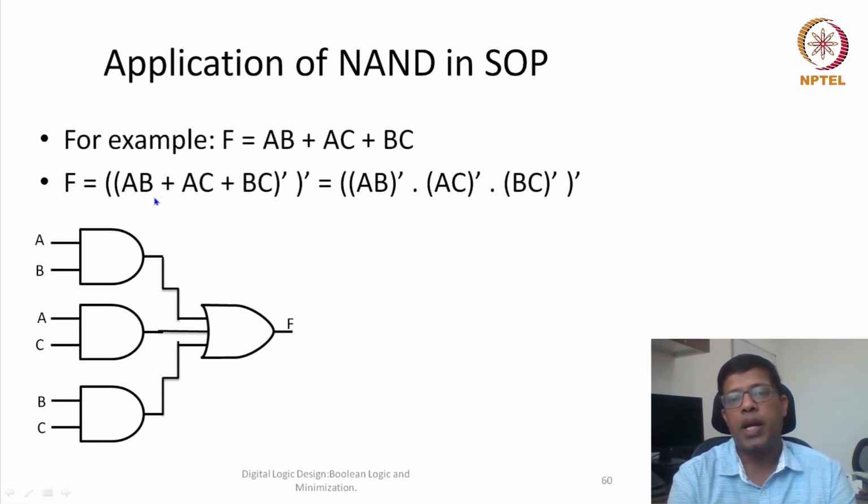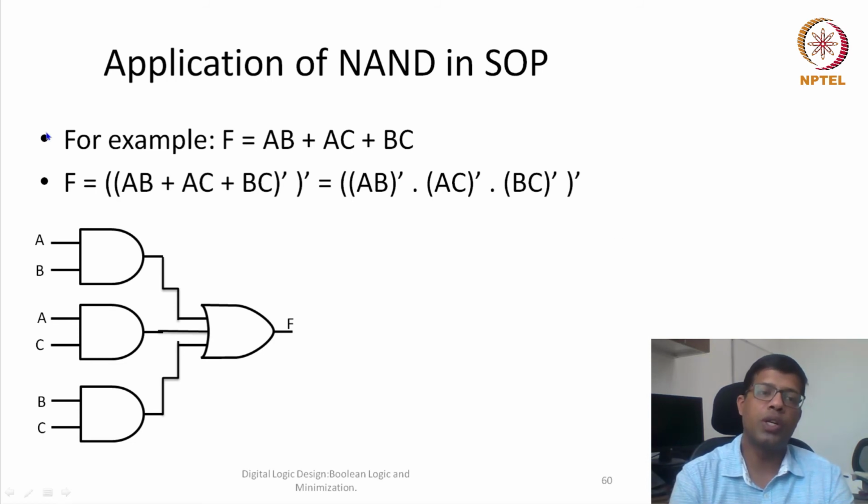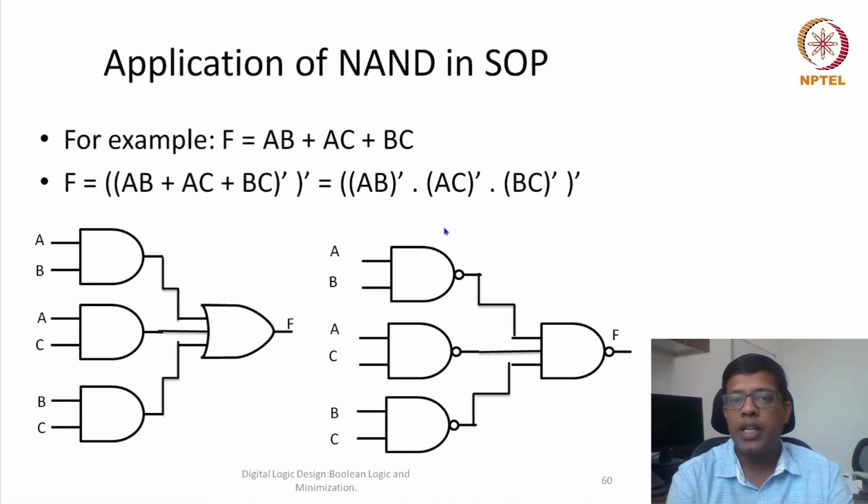Now again, if I apply De Morgan's law, all the terms should be inverted and plus should be converted into dot. So effectively what I am saying is, AB dash means the inverted output of A and B, the inverted output of A and C, the inverted output of B and C, and then I'll product all of them, and then take another inverted output, so that would be equivalent to F. So essentially what I'm doing is creating all these NAND gates.